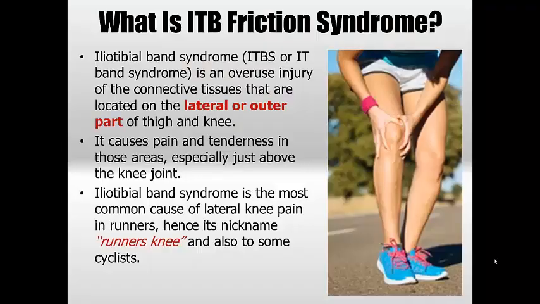So firstly, what is ITB friction syndrome? Well, the iliotibial band, which is on the outside of the leg here, is often called an overuse injury, and it's very common to runners, hence it's nicknamed runner's knee, but also with cycling, and it could also be people who don't do running and cycling, who just have poor biomechanics and poor movement strategies. But basically it causes pain and tenderness on the outside of the knee, or just above on the outside here, and like I said, it's very common to runners because there's such a repetitive action.